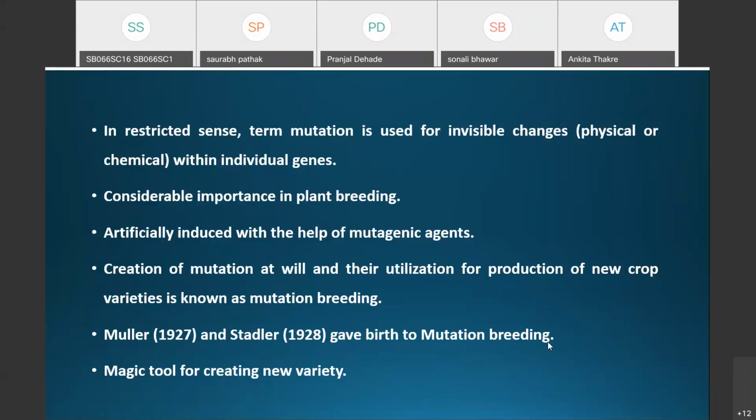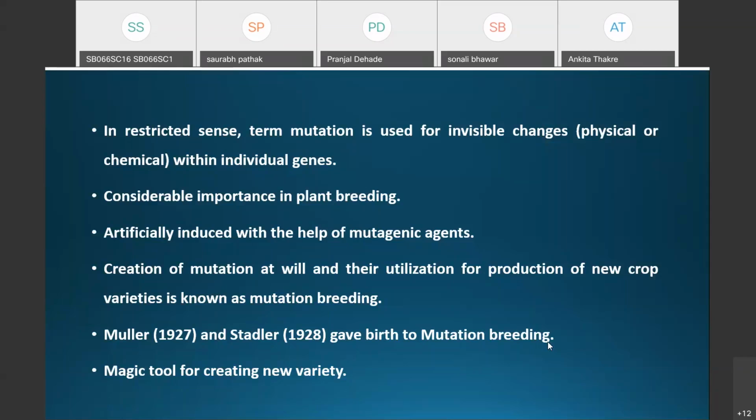In this variety, entirely new characters are introduced; we can say entirely new genes are present in the variety, which is possible only in this method and not in the other methods. That's why we say mutation breeding is the magic tool for creating new varieties with new and original characters.